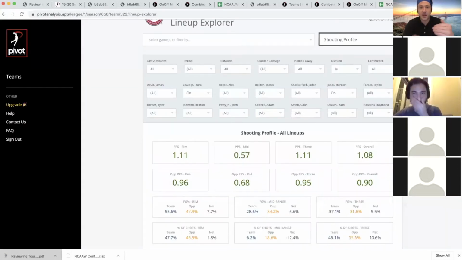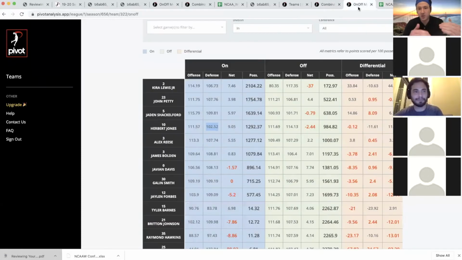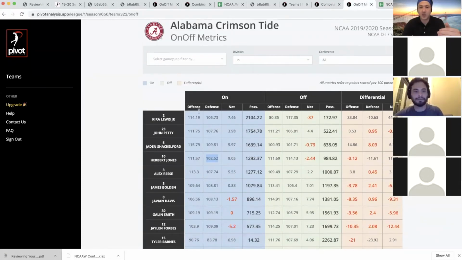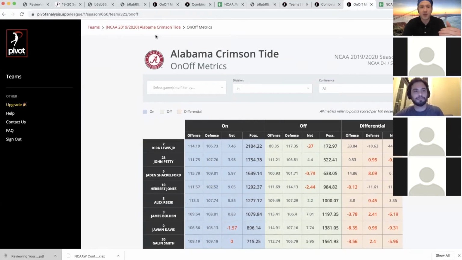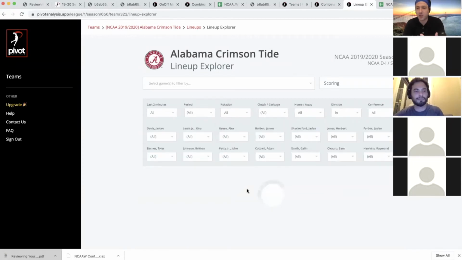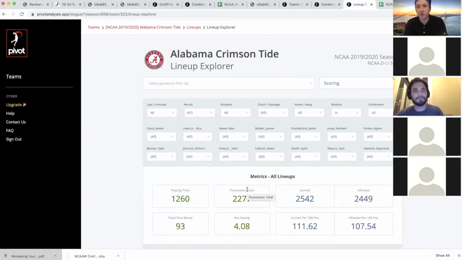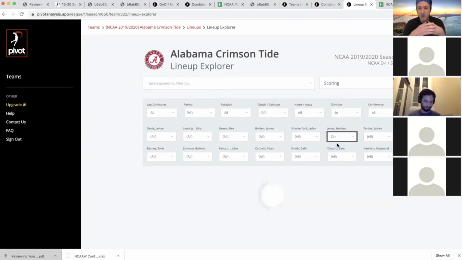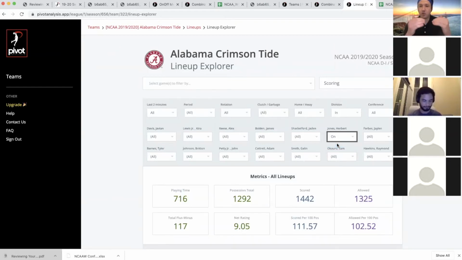So we have an idea now of what these numbers actually mean in a broader context, and we can start to drill in a little bit on how they affected the team performance. So the lineup explorer is where we would go to do any of the further analysis. On-off can provide the indicator. So in this case, let's start with Herbert Jones. The defense performed really well when he was on the floor. And now we want to know why, because a defensive rating on its own is useful, but unless we understand the underlying metrics, then it's not as actionable.